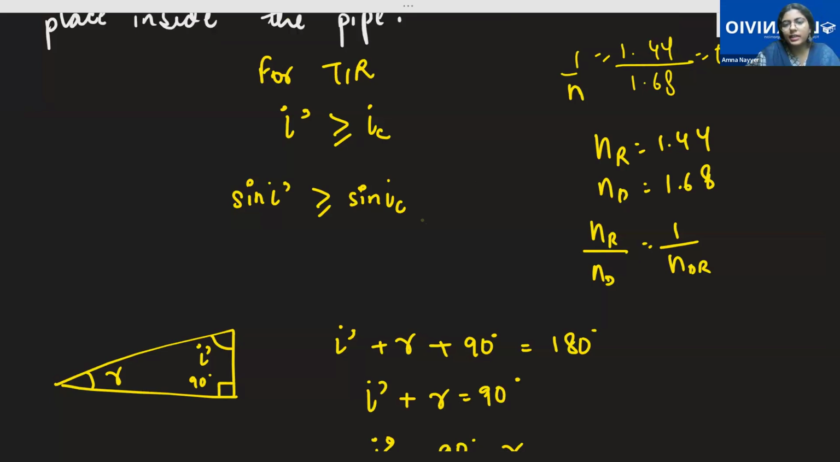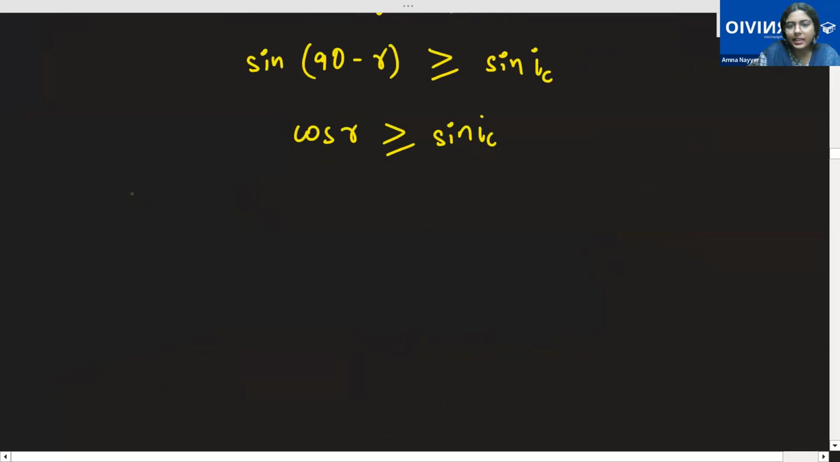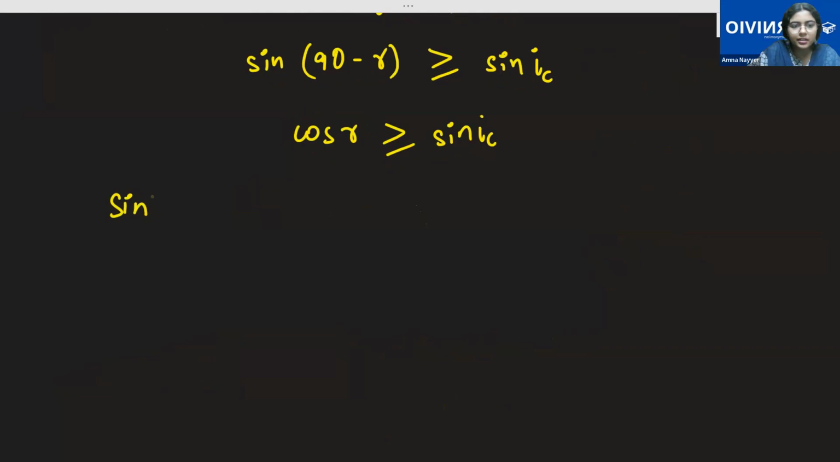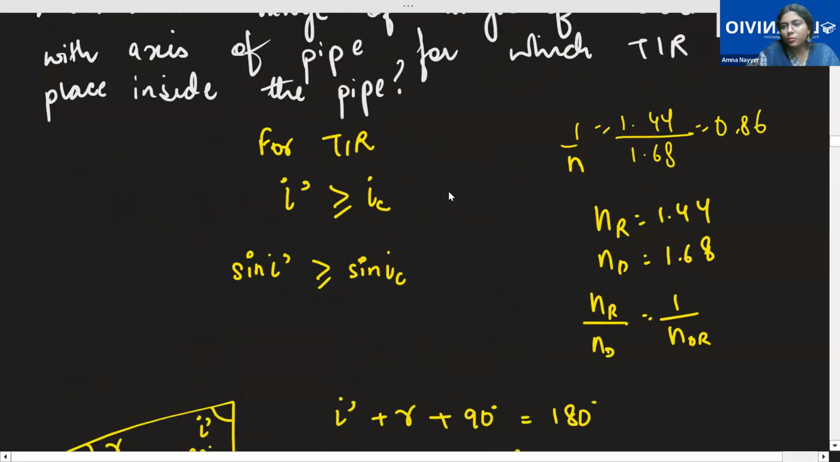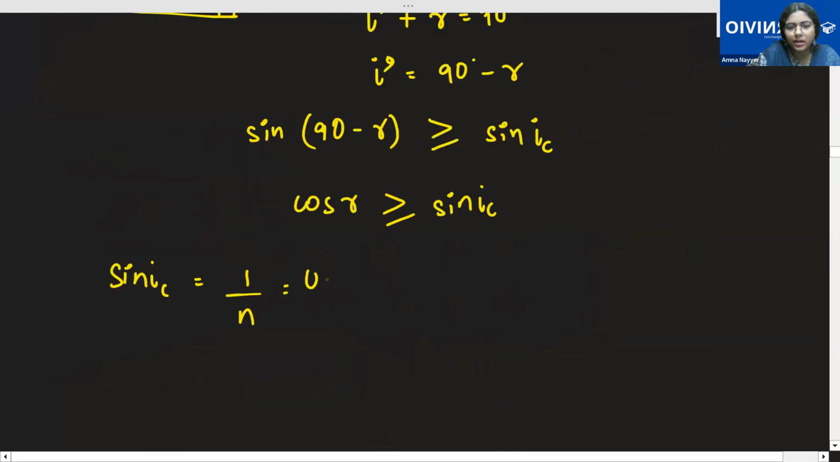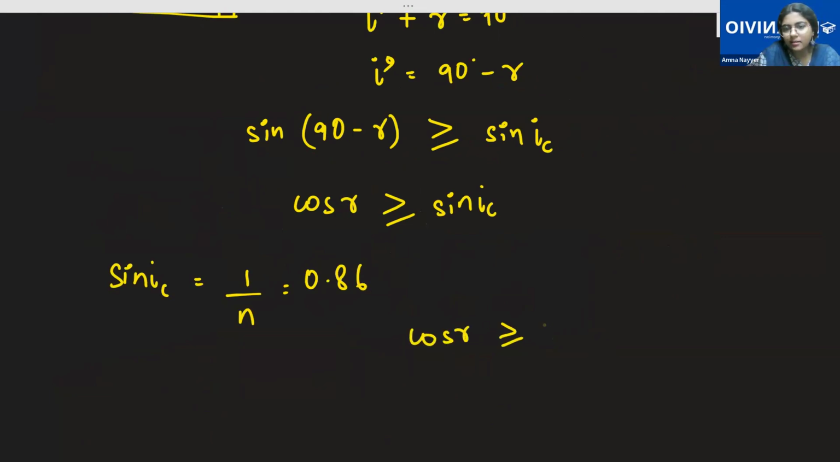One more thing, I'll put it here in fact. For sin IC, according to the critical angle, it will be 1 by NDR. So when you take the NDR value, 1.44 divided by 1.68, this will be around 0.86. So your cos R is greater than or equal to sin IC, which is 0.86. This value you can use directly.